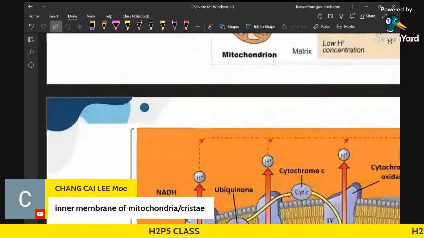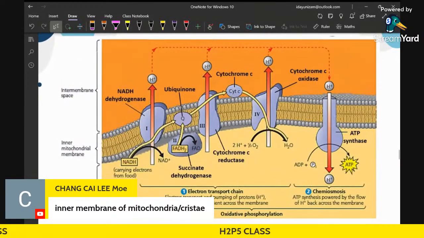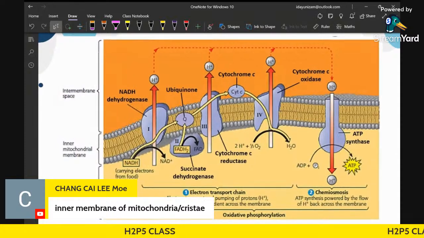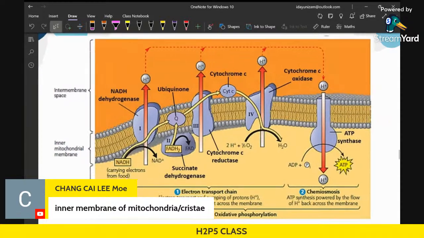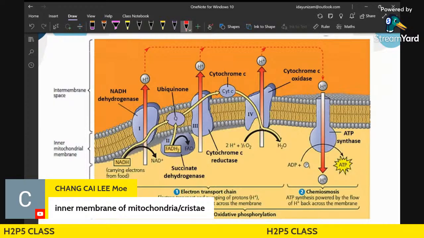Okay, so let's start. This is the diagram that I already shared with you. I hope you get the idea. Again, I point out: number 1 is NADH dehydrogenase. Number 2 is, what was it, class? Succinate dehydrogenase. Complex 1 and complex 2 involve handling 2 different electron carriers.